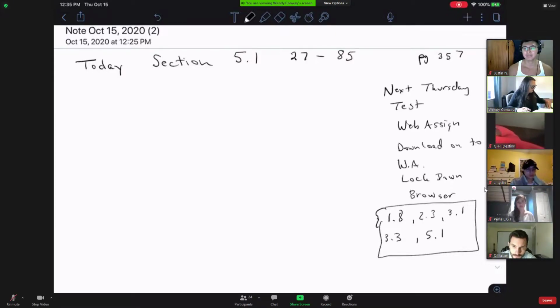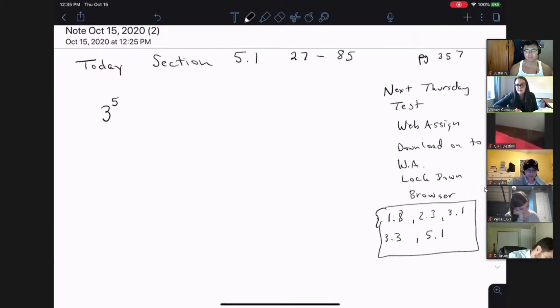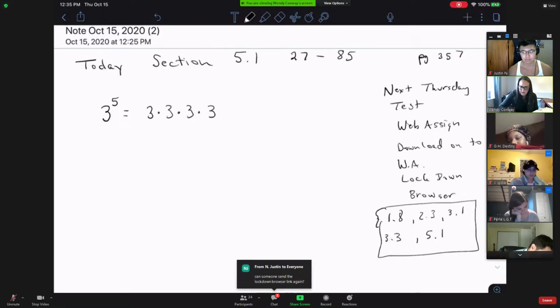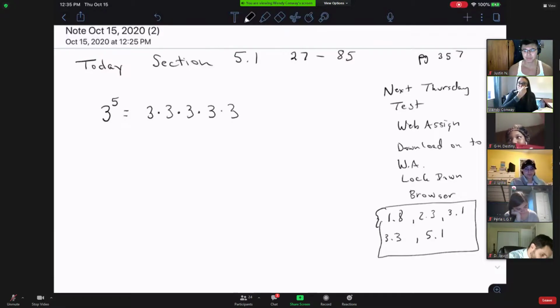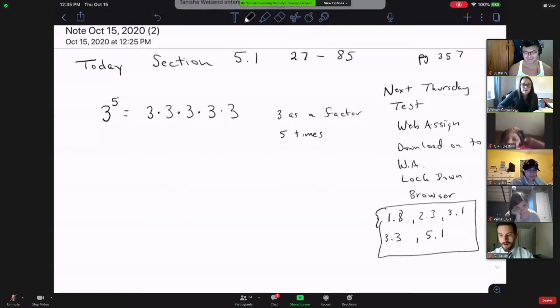So, we're going to start right with the basics. If we have something like 3 to the 5th power, that's how we read that, 3 to the 5th power. It means 3 as a factor 5 times. That's what it means. And factor means multiply. So 3 as a factor 5 times. Now that's going to be a big number.